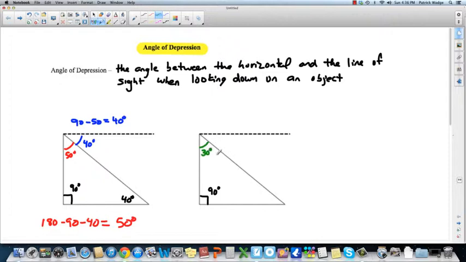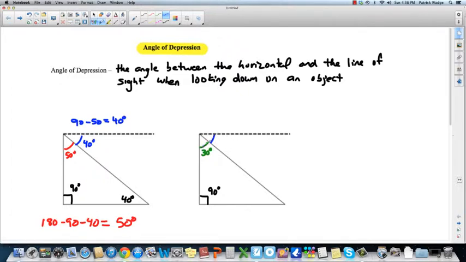Now we should be able to use that 30 degrees to find both the angle of elevation, which is down here, and the angle of depression, which is up here. Which one do you want to get first? Doesn't make any difference. Let's get the angle of depression first. Okay, how are we going to do that?